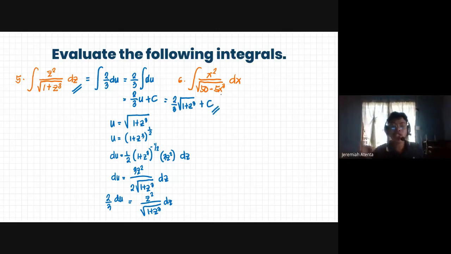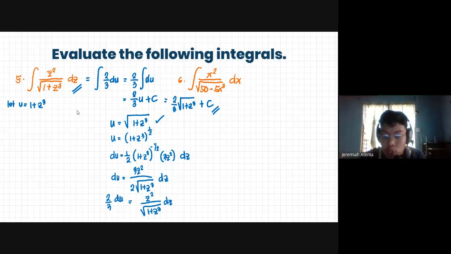Okay, now let's compare it. So we have an answer here. Let's compare it if I'm going to let u be equal to 1 plus z cubed. What if ito yung gagamitin ko instead of this one here? Dito, square root yung kinuha natin. What if hindi ko isasama si square root? The same kaya yung makukuha nating answer? So that will be the question.